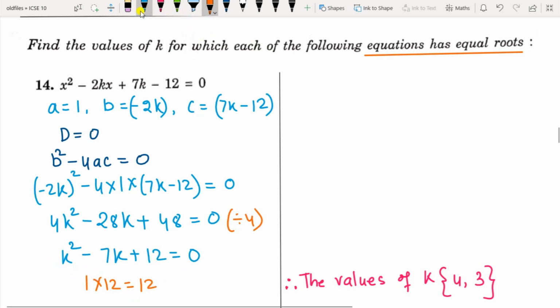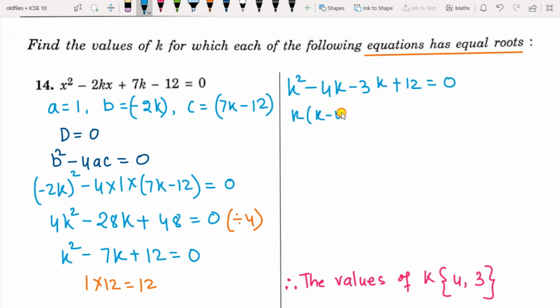Now simplify. So this will be k square minus 4k minus 3k plus 12 equal to 0. Now take out common, that is k minus 4 minus 3, k minus 4 equal to 0. Since you got the two brackets same here, your equation is right. So k minus 4 and k minus 3, the remaining terms in the second bracket, equal to 0.